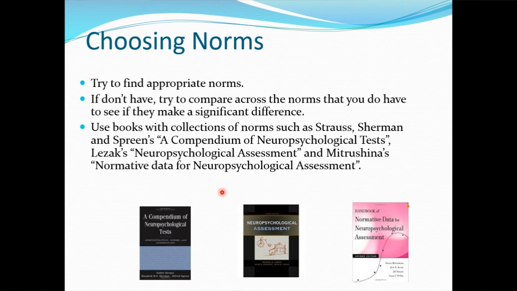It would be ideal if you find norms for exactly that age group, exactly that level of education, exactly that area of the country and so on, but it doesn't always work that way. So if you don't have exactly the right fit of norms, try to compare across the norms that you do have to see if there's a significant difference.